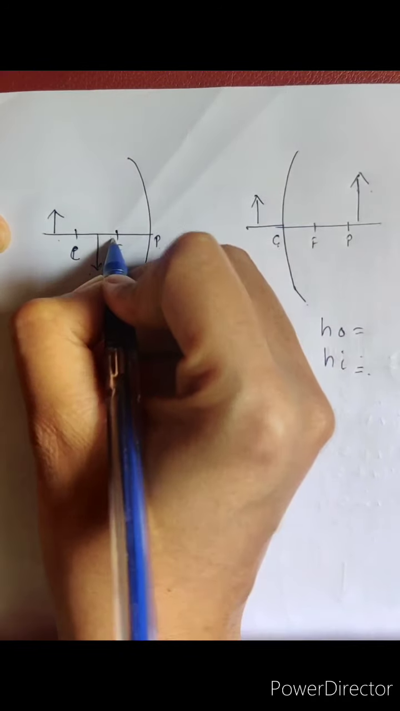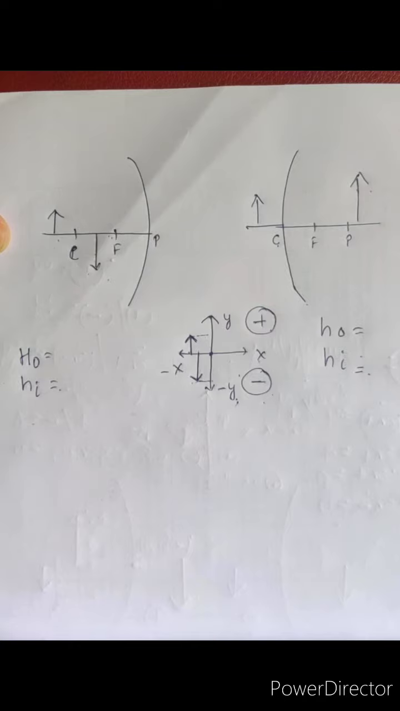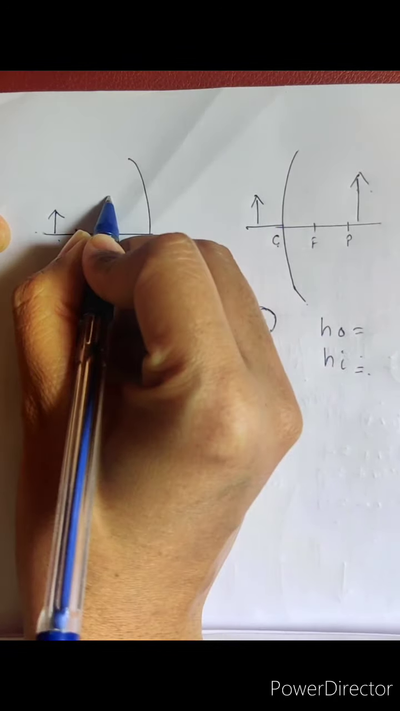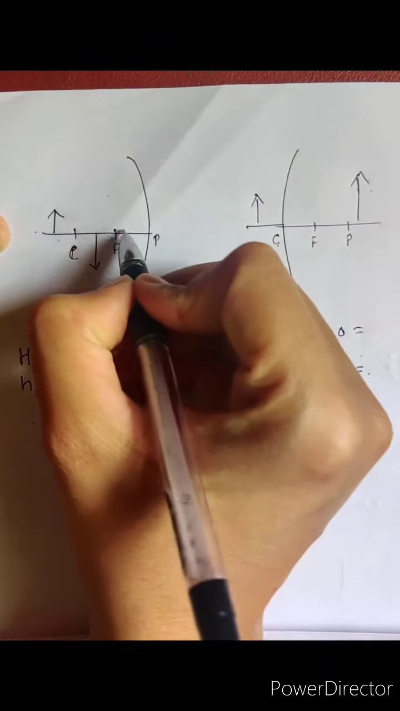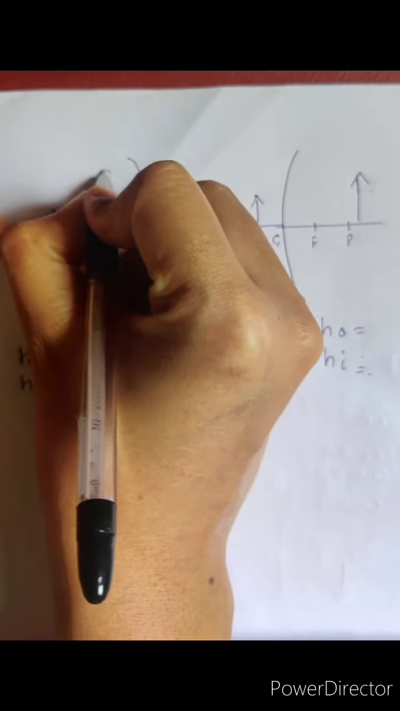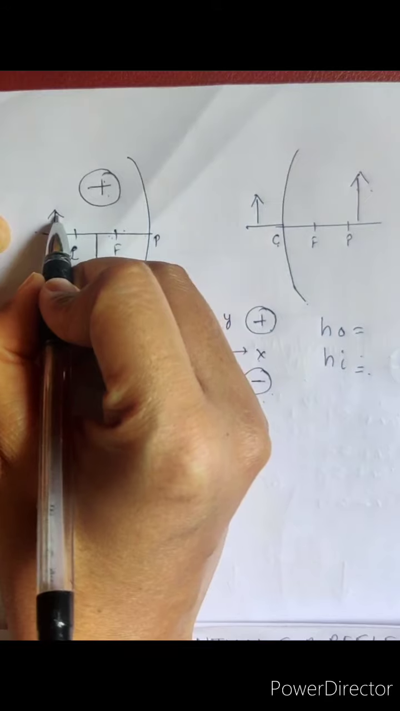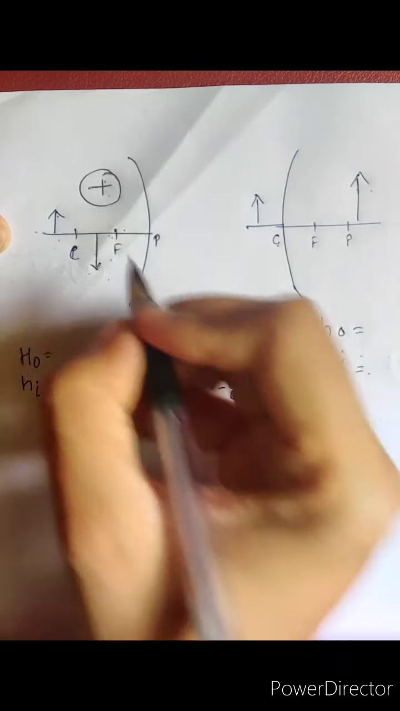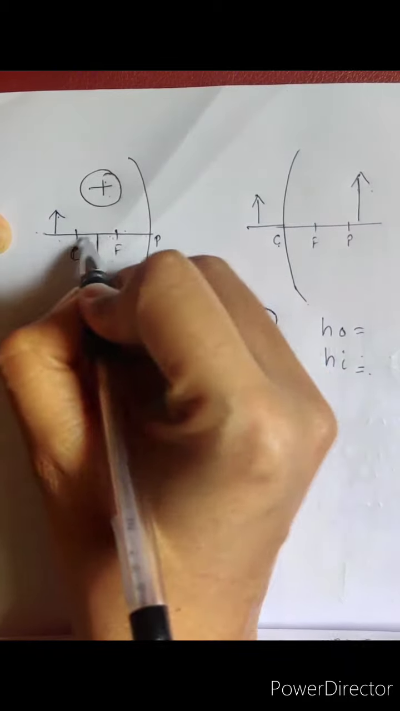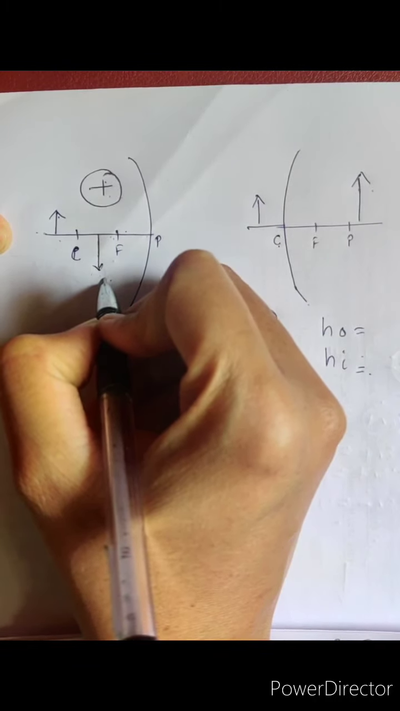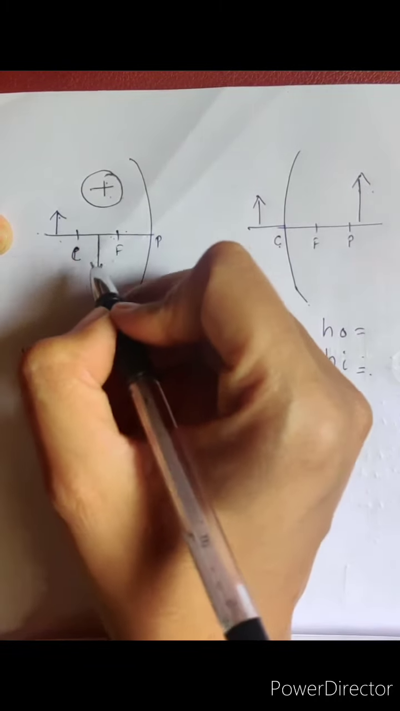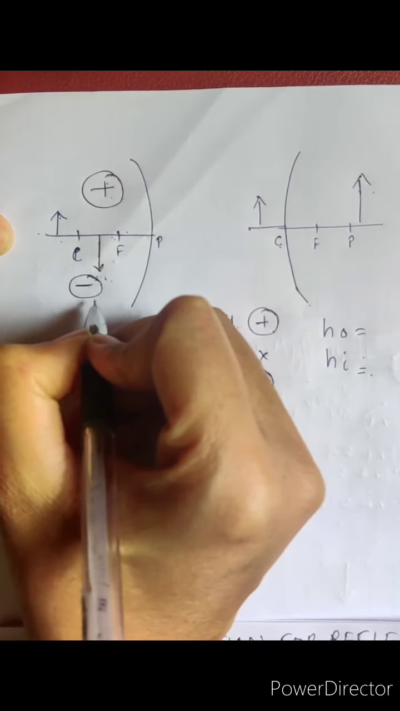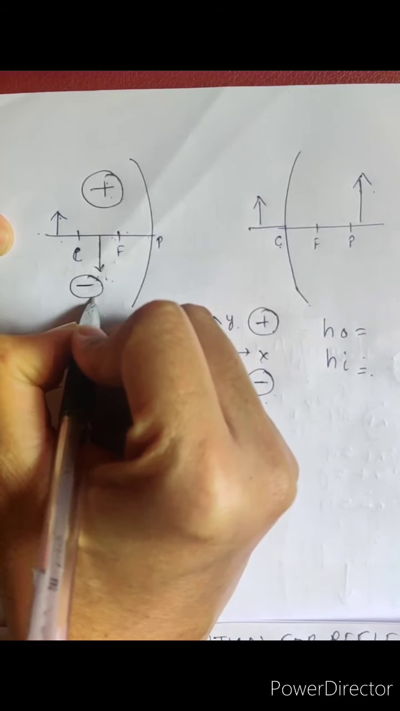Same thing is applied here in the new Cartesian convention. Suppose any object is present above the principal axis, its height will be positive, as the height will be measured in accordance to the plus y-axis. And if an object or image is present below the principal axis, then the sign associated with it will be negative.